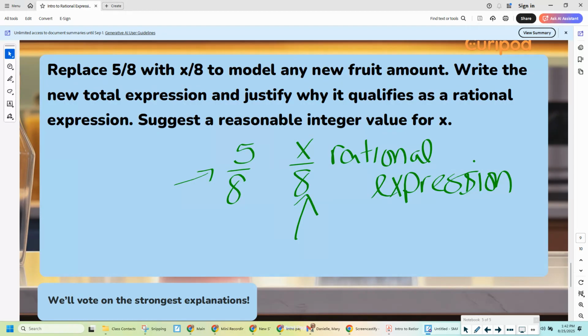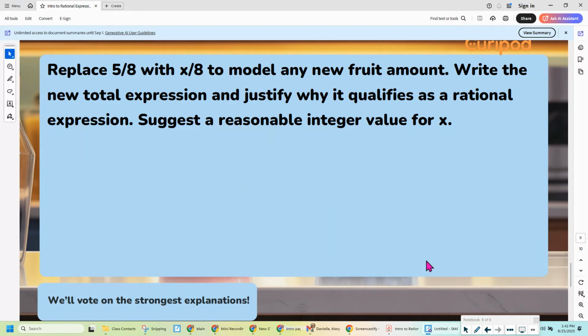And we are going to learn in this unit how to manipulate and solve rational expressions using those same rules that you use during multiplying fractions, dividing fractions, adding and subtracting fractions, by finding those common denominators and doing some other manipulations to make equivalent expressions. So you're going to be doing that later in this unit.